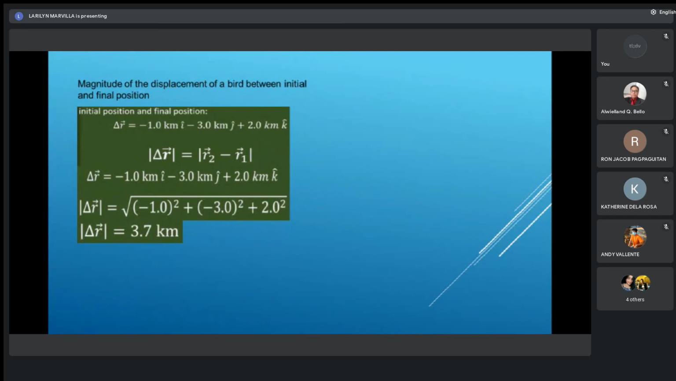Kuhaon na sad nato ang magnitude with the equation of delta R, na ang kaning duha ka line is equal to position 2 minus position 1. Magnitude of displacement is equal to negative 1.0 kilometer i hat minus 3.0 kilometer j hat plus 2.0 kilometer k hat. Atong i-substitute sa atong given equation ug mao ni ang atong nakuha. 3.7 kilometer.